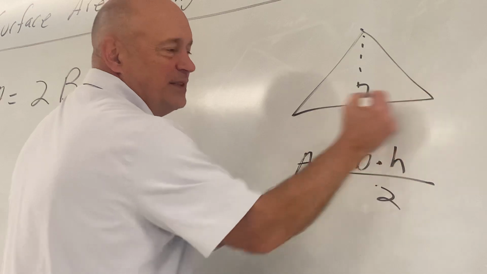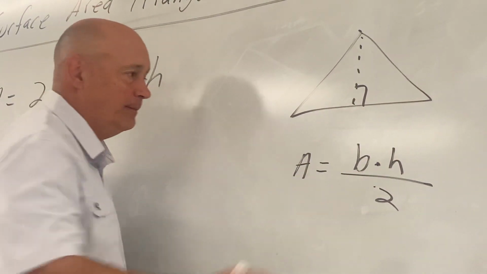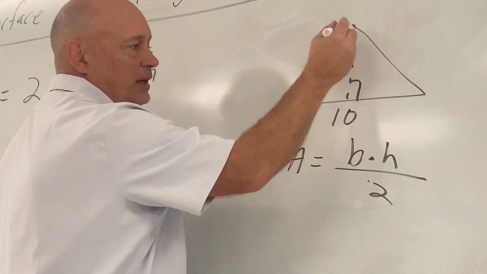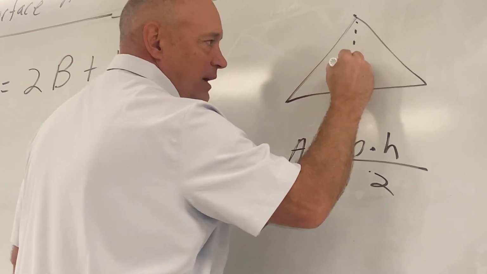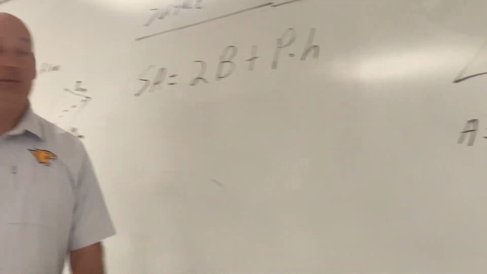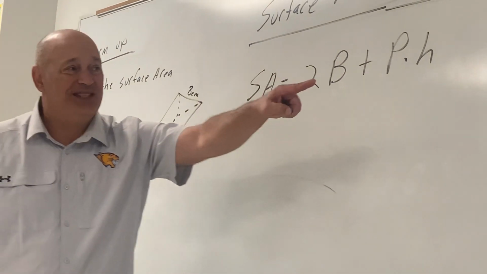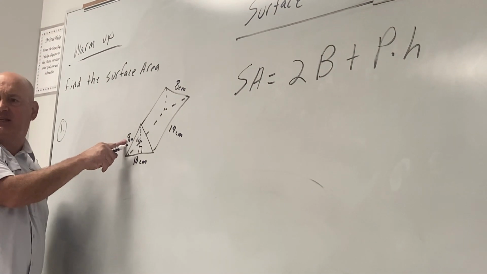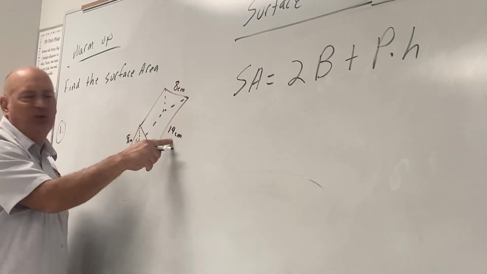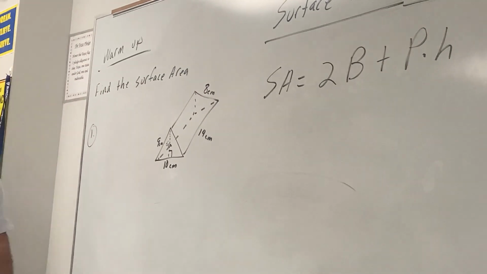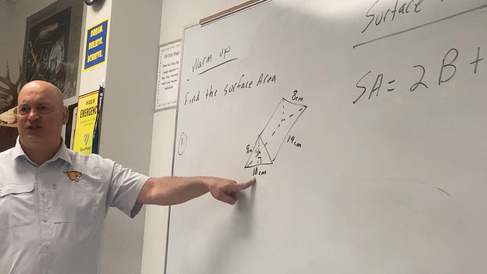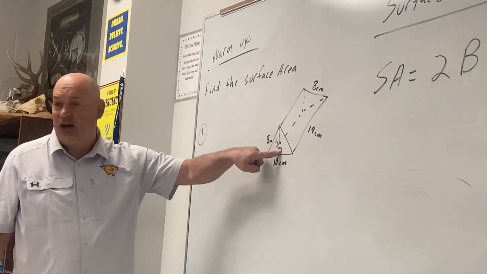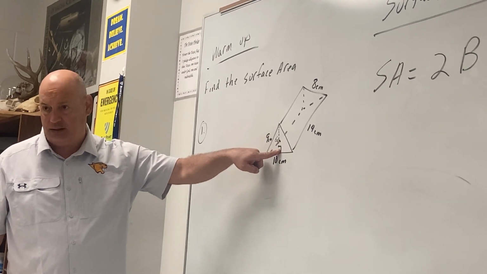So what is the base of my triangle over there? 10. What's the height of the triangle over there? 6. Okay, to find big B, we're only using 10 and 6. We could care less about the 9. We don't care about the 8 or the 14 right now. The only thing I need is the base of the triangle and the height of the triangle. And the 90 always tells you which number's the height.